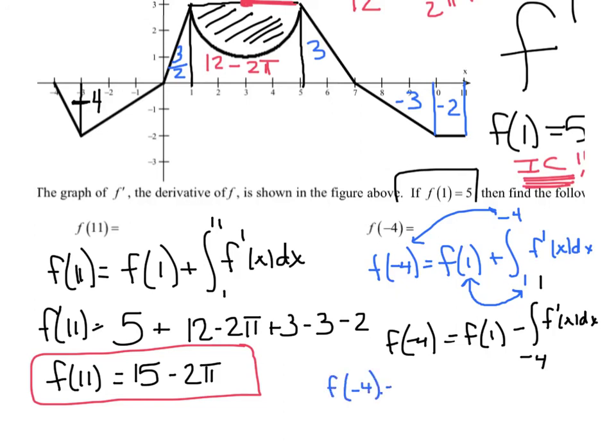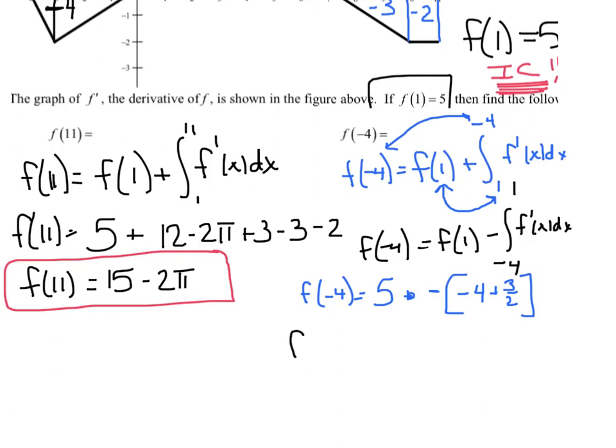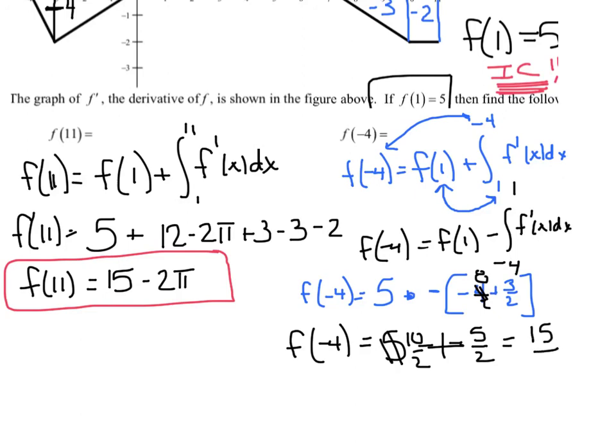So I know f of 1, we said, is 5, minus, I'm sorry, I need the area from negative 4 to 1. So that's a negative 4 and a positive 3 halves. Okay, notice I'm being real careful with that negative in front of all that, and I used a bracket to represent that. So I have f of negative 4 equals 5 minus, let's see, I'm going to call that negative 8 halves. So that gives me a negative 5 halves. So I'm going to add that. I'm going to call that 10 halves. So I get 15 halves. And hopefully you agree with that.